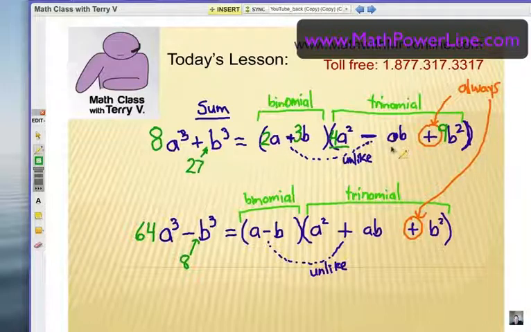And again, it's a product middle term. So 2a times 3b is 6ab. Okay? And we keep that sign negative to make it unlike. All right, let's look at another example.